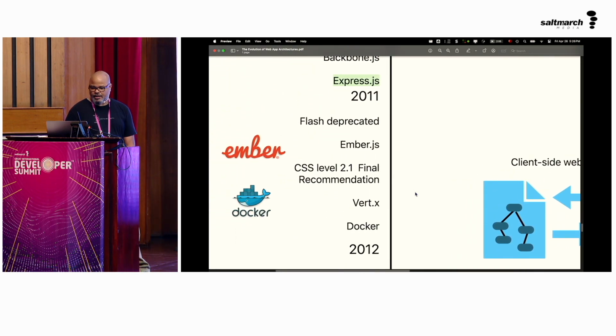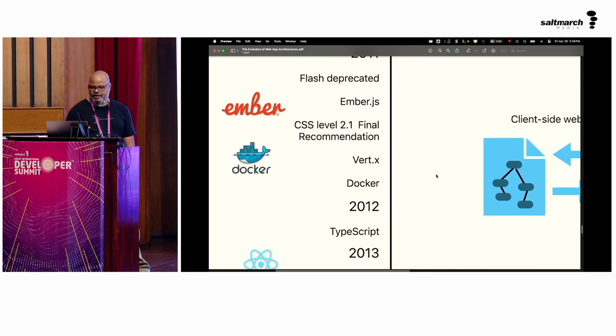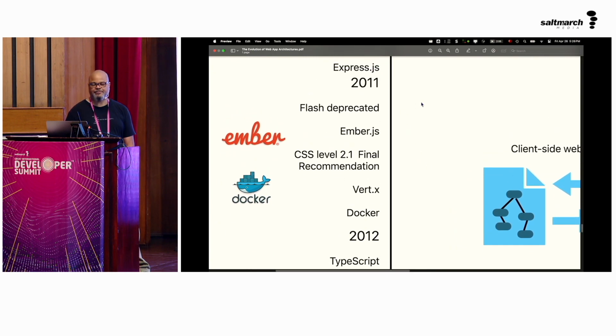And then in 2011, Flash gets deprecated, largely because Apple did not want to run it on the iPhone. They said it was a CPU hog, which it was. We get Ember.js. We get a new version of CSS. We get Vert.x on the server as another sort of reactive backend platform. And we also get Docker.